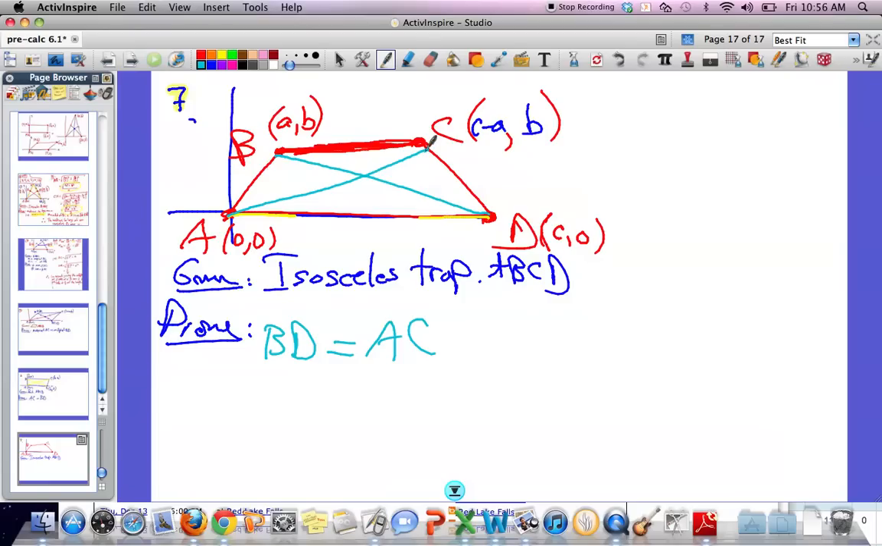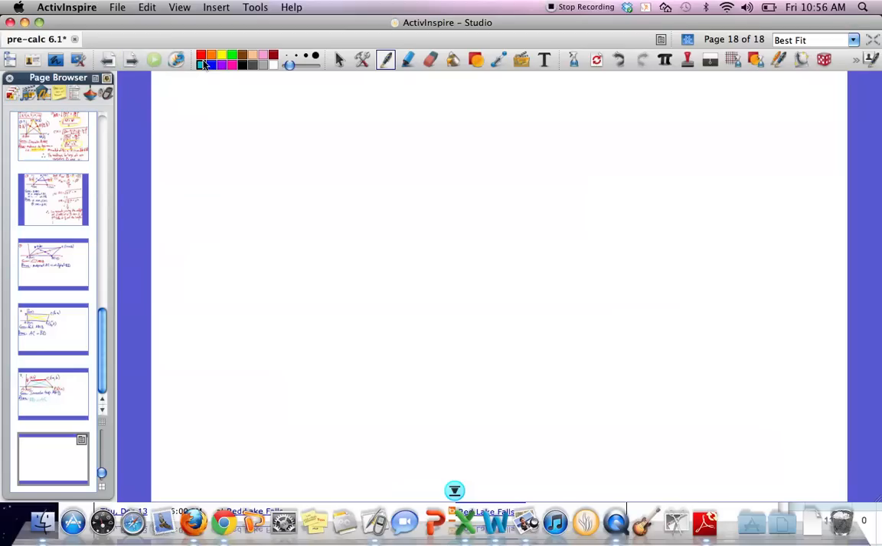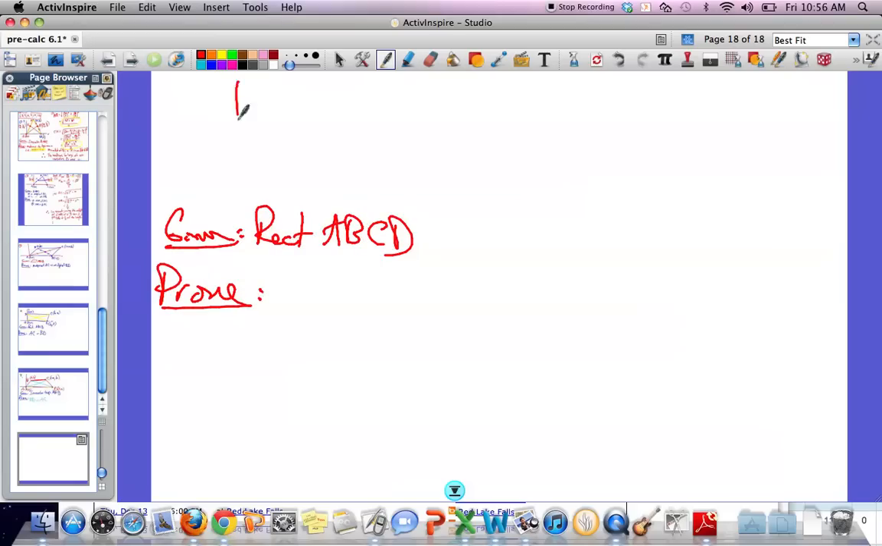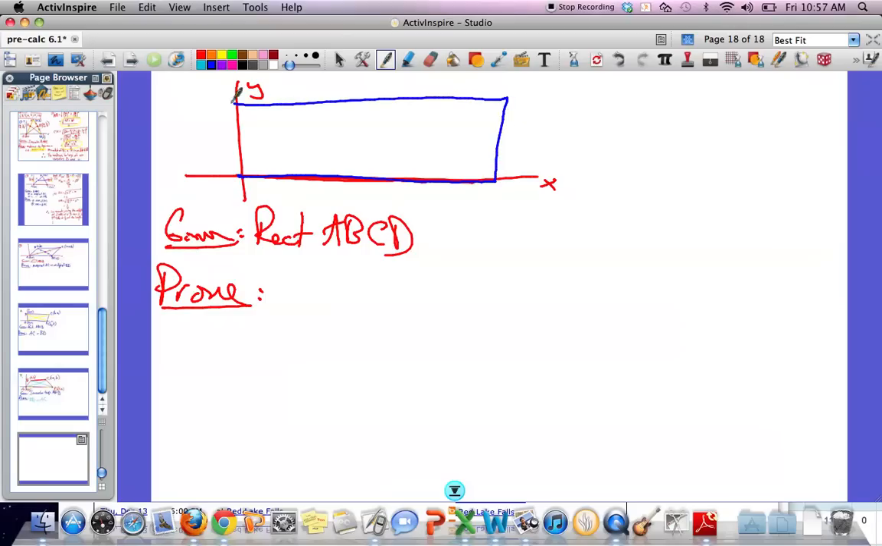Next one is 10. Prove that the line segments joining midpoints of successive sides of a rectangle form a rhombus. I like this one. So here's what we're given. We are given rectangle ABCD. We're asked to prove, well, let's get our picture here a second. So there's my rectangle, ABCD. I'll let you guys do the ordered pair this time. But what are we asked to prove?